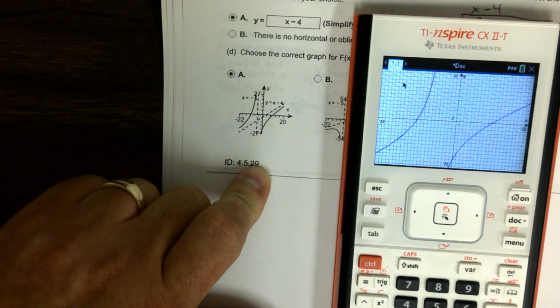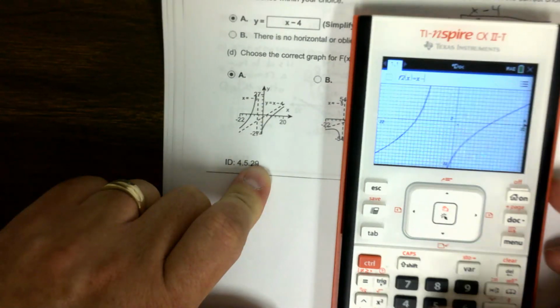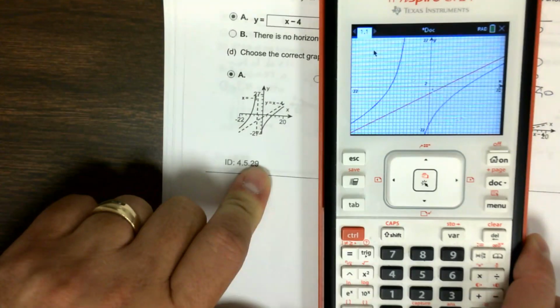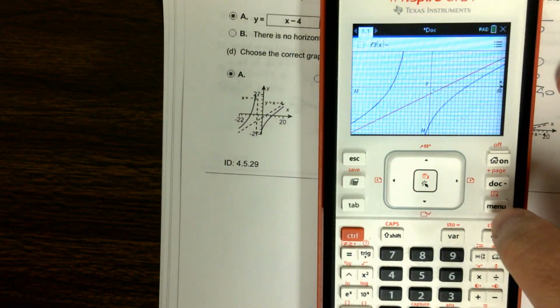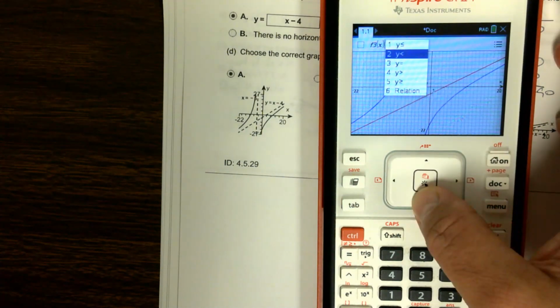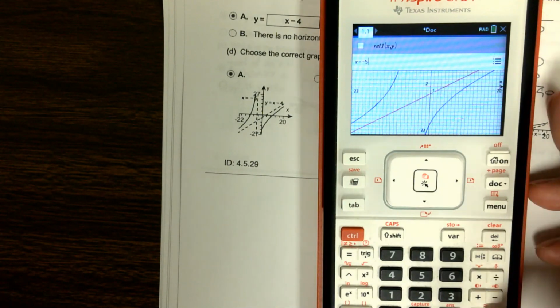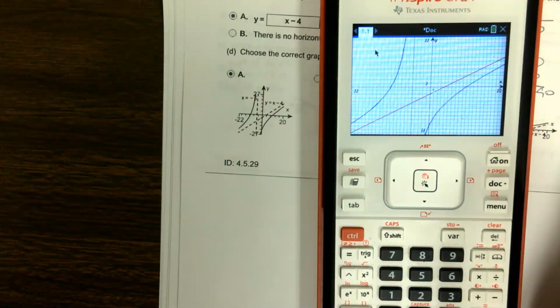So if we plug in our x minus 4, that's your slant asymptote that we're talking about. So again, it's drawn toward it like a magnet on both ends. And then you have your asymptote that's vertical. Remember, by the way, I don't think I've said it this year, but if you need to graph your vertical line, you would press delete and then say relation and put x equal negative 5. So that's your vertical asymptote.